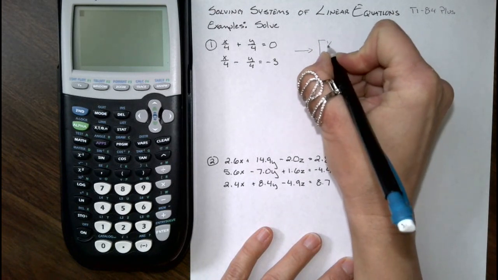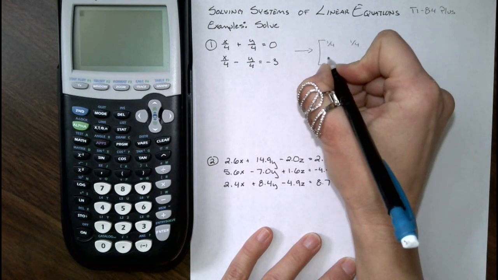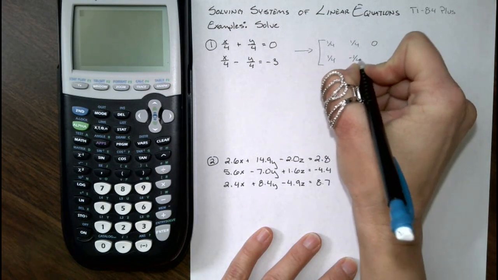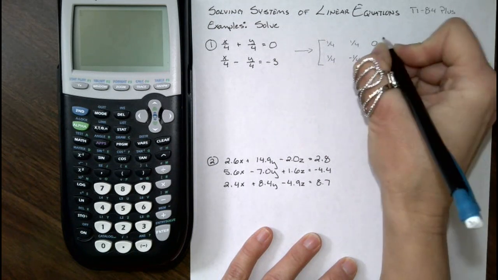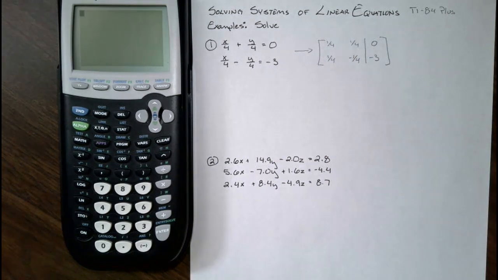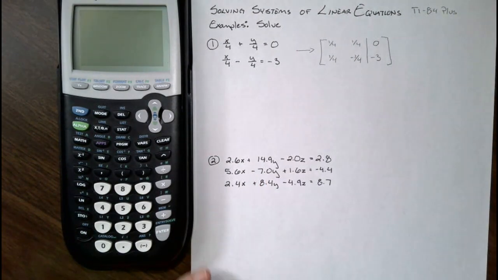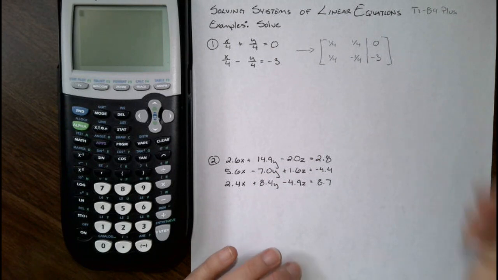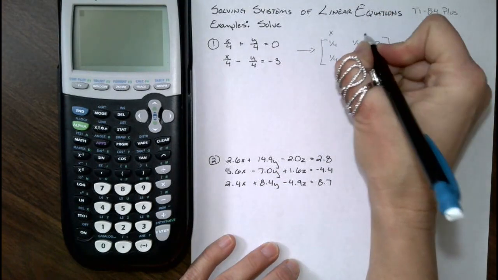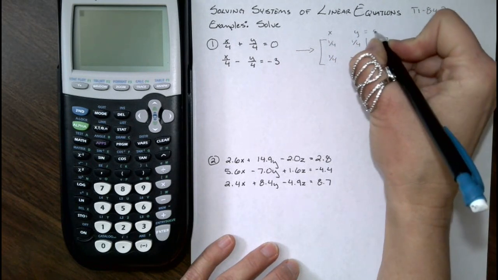This is 1/4, 1/4, 0 for the first row, 1/4, negative 1/4, negative 3 for the second row. I will put that vertical line there. This is what makes it augmented. That vertical line represents where the equal signs are. And notice that I have simply written this by lining up my x's, my y's, my equal sign, and then the constants over here.